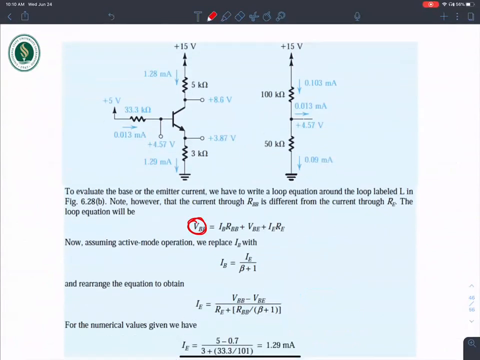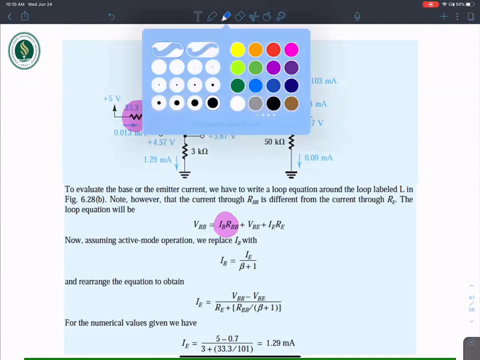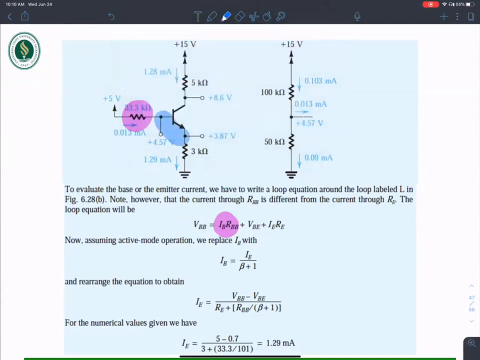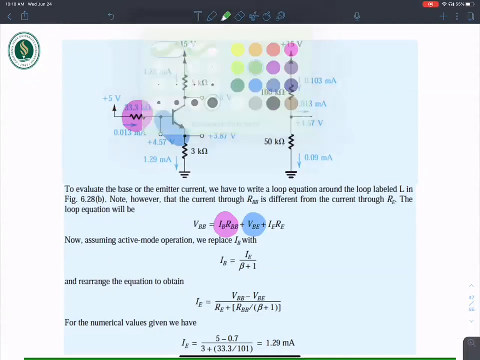there are 3 components. There is this VBB. So the voltage dropped across this resistance is shown using IB times RBB. Then let's not forget the voltage drop between base and emitter, that's the VBE voltage. And then there is, of course, the voltage dropped in the resistance, 3 ohms over here.